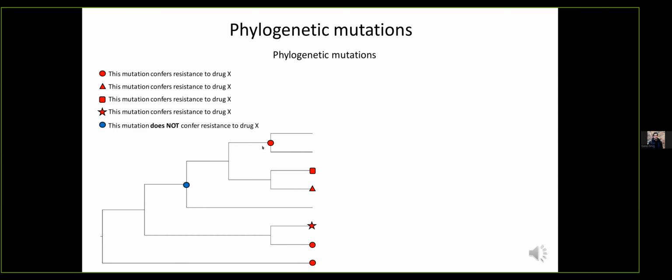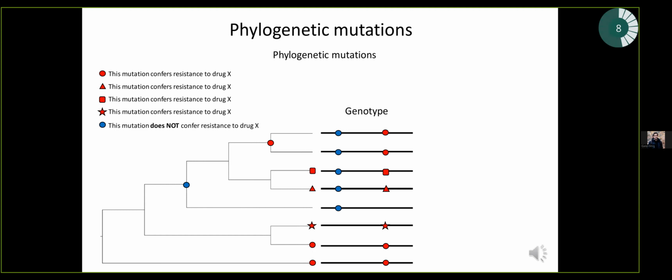Normally we don't have this phylogeny, and we don't know when mutations happened. What we have are genotypes, which are genomes. We can compare genome to genome, and then, using phylogenetic inference algorithms and software, we can infer the phylogeny. Then, having the phylogeny, which is the genetic relationships between samples, and having the different mutations, we know when mutations happened in the phylogeny. What this means is very simple, and I'm going to explain it.